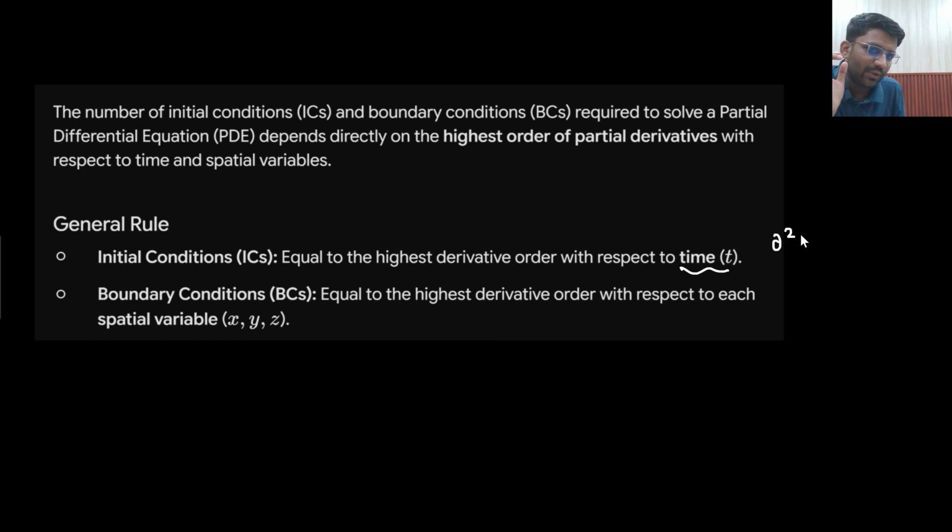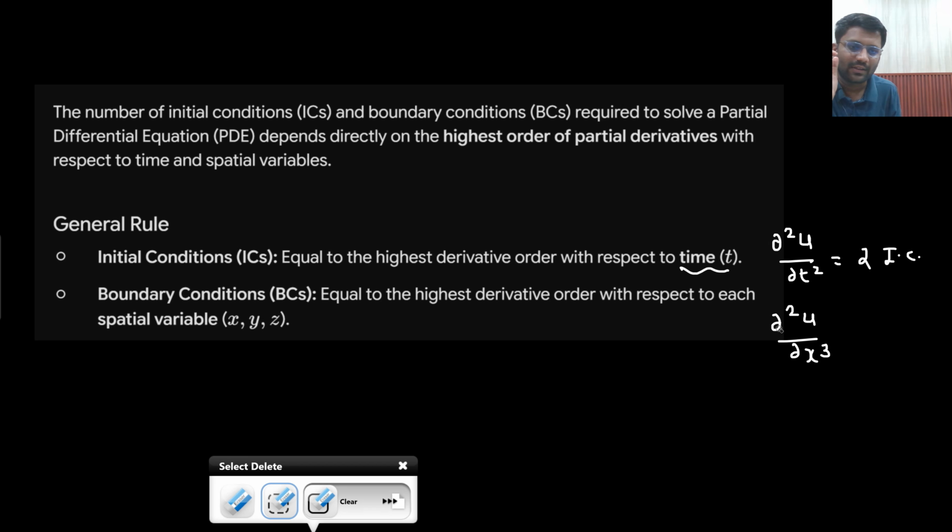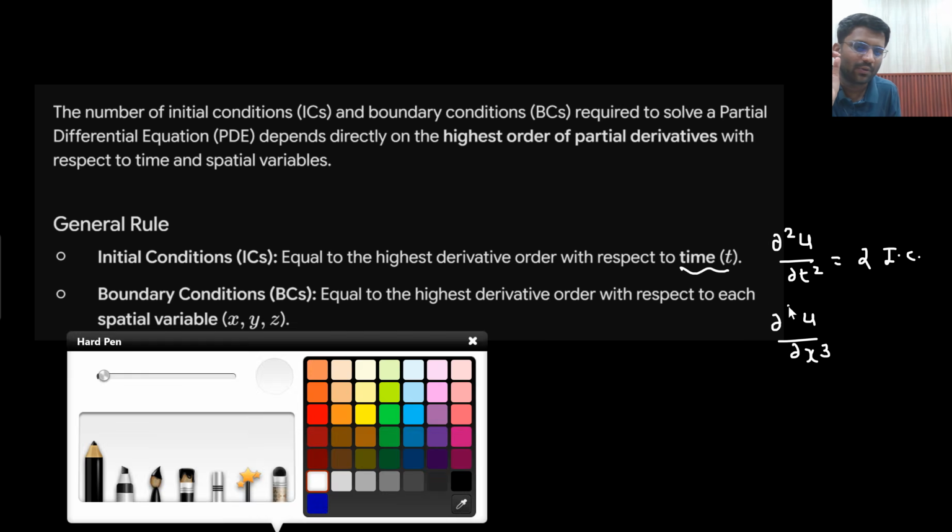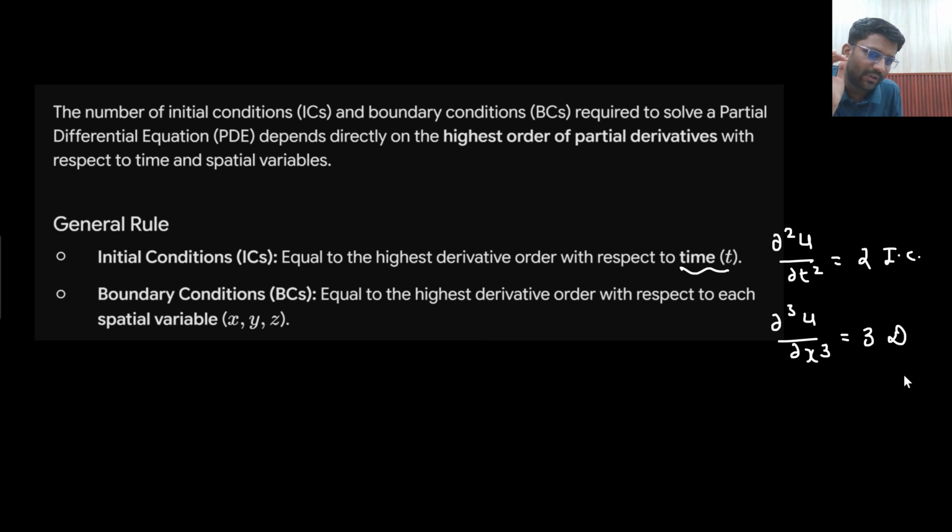If your u is differentiated with respect to time t 2 times, that means you would require 2 initial conditions. And if your u is differentiated with respect to x 3 times, then you would require 3 boundary conditions. What are they saying? The number of boundary conditions is equal to the highest order derivative with respect to each spatial variable x, y, z. Is that understandable to you or not?